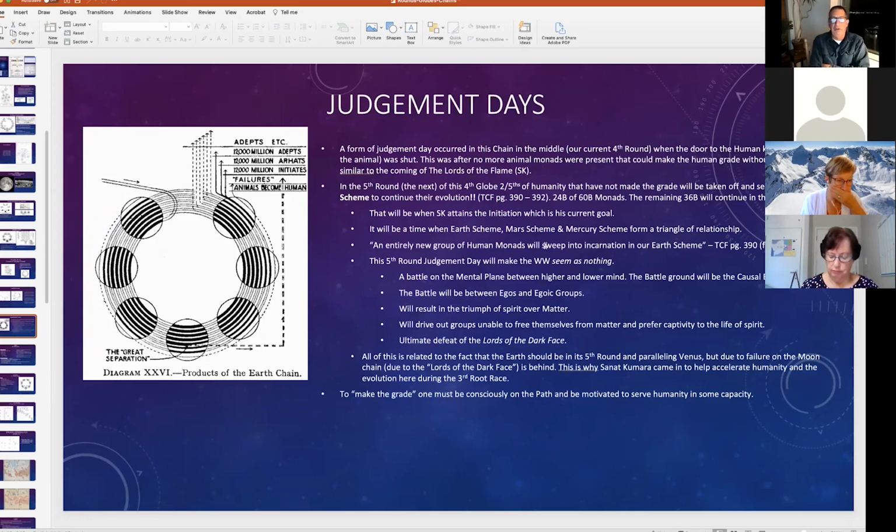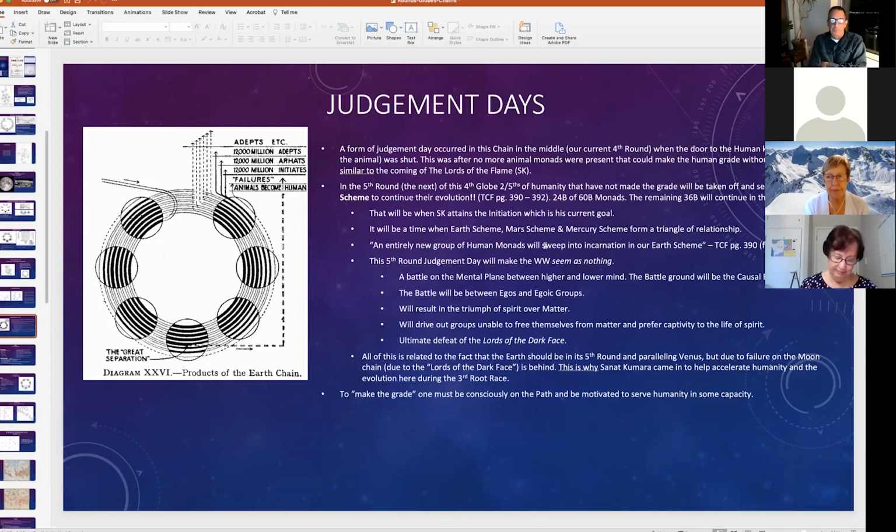So we're in roughly the middle of the fourth round. The middle of the fifth round is 600 million years away. And so in 600 million years, if you don't measure up, you're going to basically be taken into pralaya and you'll get a chance to continue in some other scheme. And what measuring up means is, if it looks like you can't achieve the fifth initiation in the remainder of the rounds up to that point, then those monadic units will be taken out.